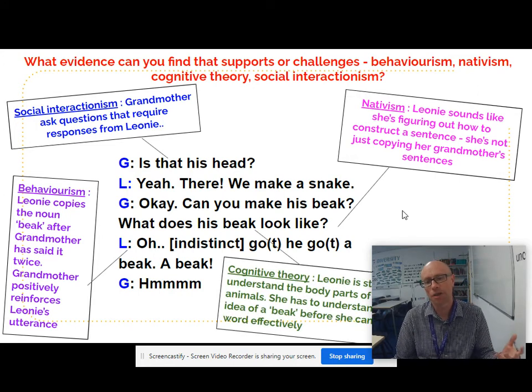And then we've got cognitive theory. So in order for this conversation to actually work, Leonie clearly has to understand the body parts of the animals, and she has to understand the idea of a beak before she can use that word in an effective way. So even in this very short excerpt that we've looked at here, we're seeing some supporting evidence that actually backs up, you know, quite a few of these theories.